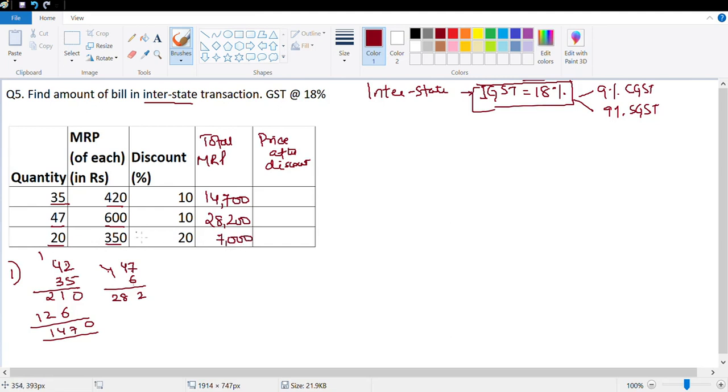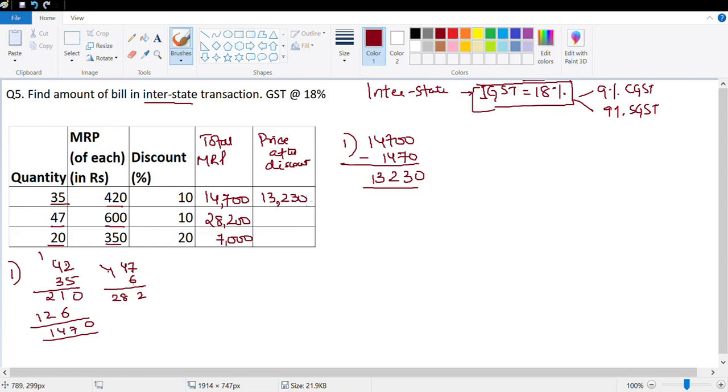Next, we are looking at the discount. In case 1, the product price is 14,700 and the discount is 10%, which means 1,470. So 14,700 minus 1,470 is 13,230.